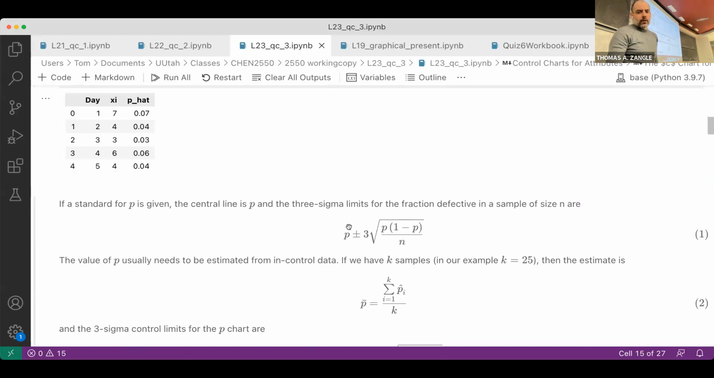And so what we're going to say is that for the proportion, our analogous 3 sigma limits are going to be given by P plus or minus 3 times the square root of P times 1 minus P over N. So we'll use that as our upper and lower control limits.